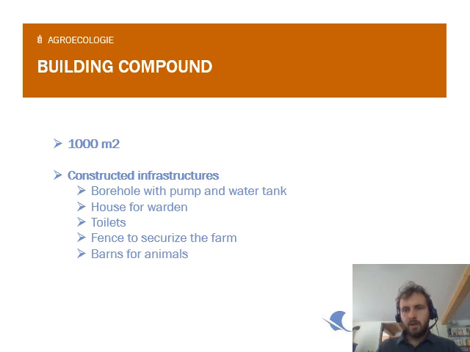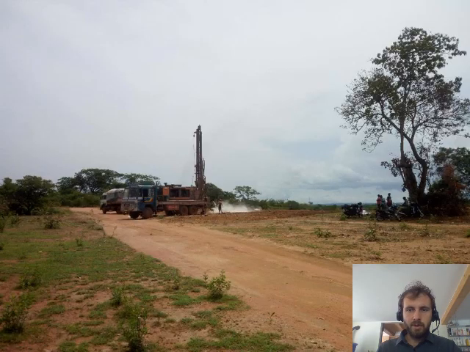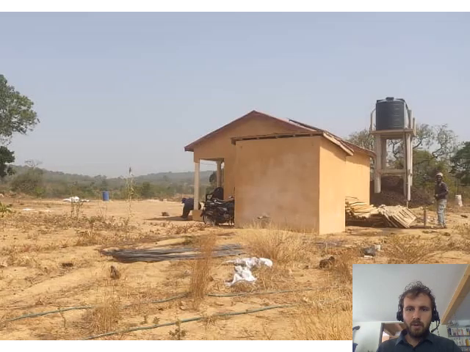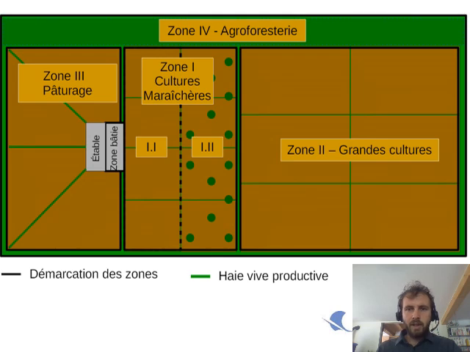Okay, so in the system we also have a building compound, which is necessary to construct the infrastructure that we need on the farm. So this is basically a borehole with a pump and a water tank, a house for the warden, a toilet, and then a barn for the animals. Here you see the drilling of the borehole in Guinea, and the construction of the warden house and the water tank.